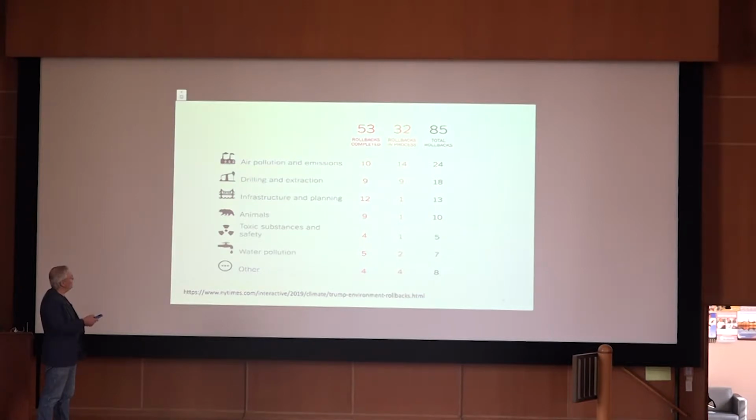Air pollution and emissions are 24, that's the plurality. Drilling and extraction, those are also energy and climate related. And so those two together are about half of the total. But there are some that, 10 of these are biodiversity, some of them are water pollution, and so on.